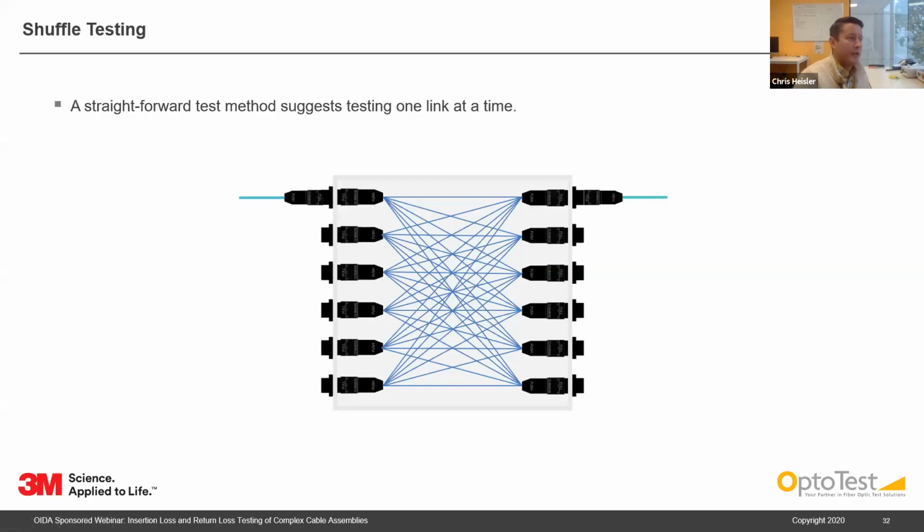So a straightforward test method suggests that we're testing one link at a time. So if we have our reference connector here and our receive cord here, when we want to test link 1, we're going to test link 1 here. We're going to test link 2, so we have to iterate to the next port. Link 3, iterate to the next connector, so we're at 5. 6, then we want to test 7. We're testing link 7, link 8, 9, 10, 11, and 12.